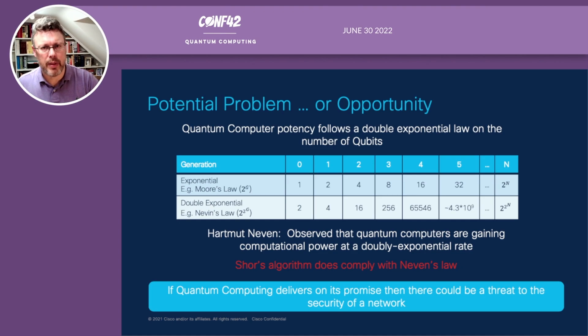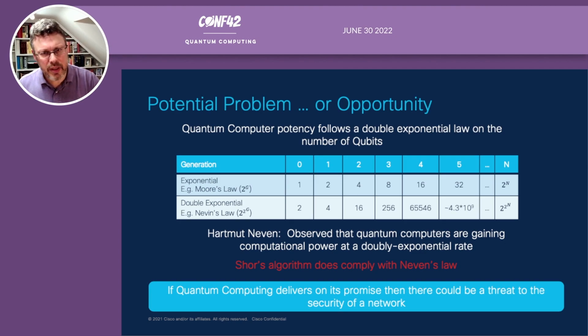This double exponential law was discovered by a guy called Hartmut Nevin. Hartmut realized that in his experiments, in order to prove the potency of the quantum computer that he had, he had to check it against a classical computer. And these classical computers were running out of potency far faster than he expected. When he looked into it, it was a double exponential law.